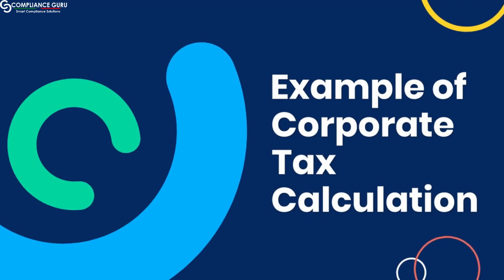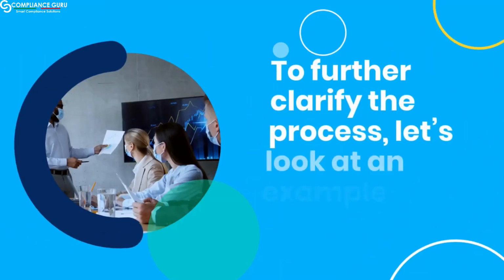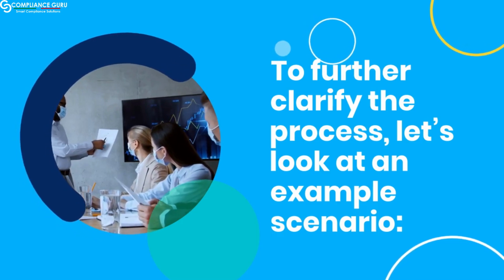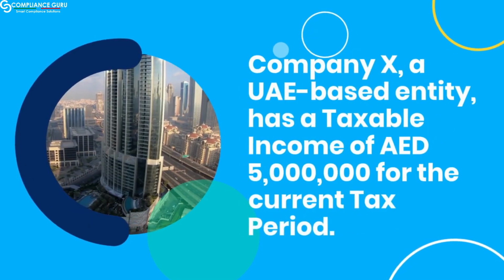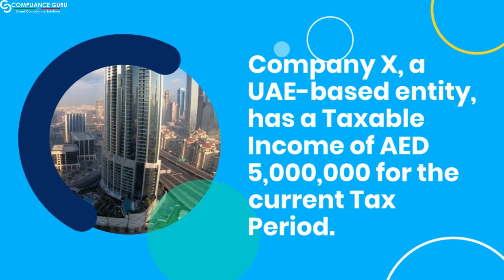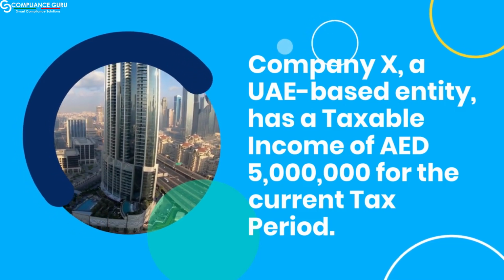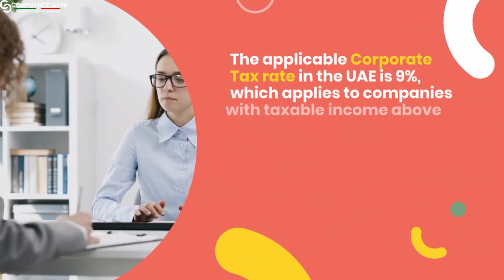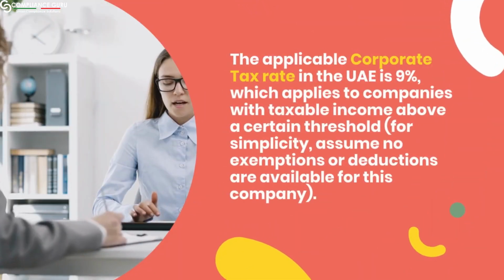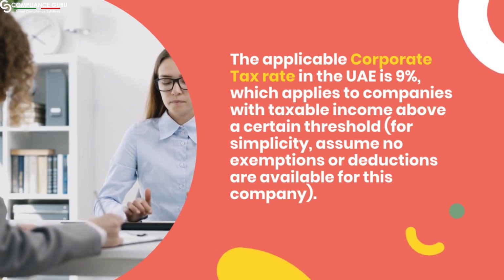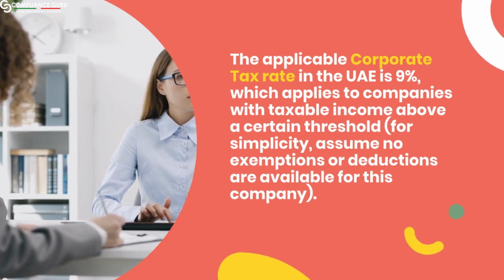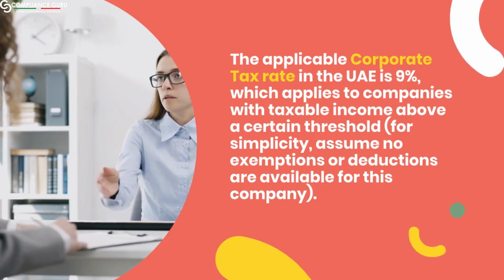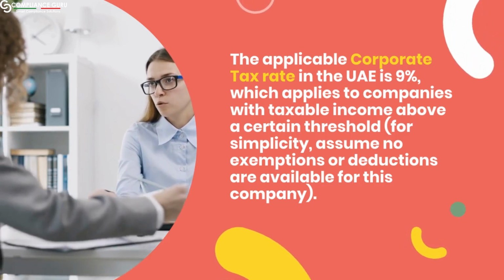Example of corporate tax calculation. To further clarify the process, let's look at an example scenario. Company X, a UAE-based entity, has a taxable income of AED 5 million for the current tax period. The applicable corporate tax rate in the UAE is 9%, which applies to companies with taxable income above a certain threshold. For simplicity, assume no exemptions or deductions are available for this company.